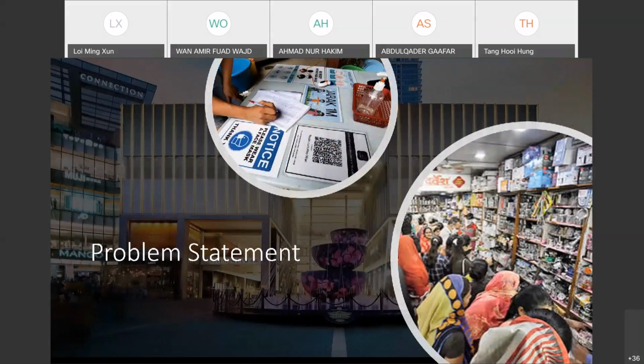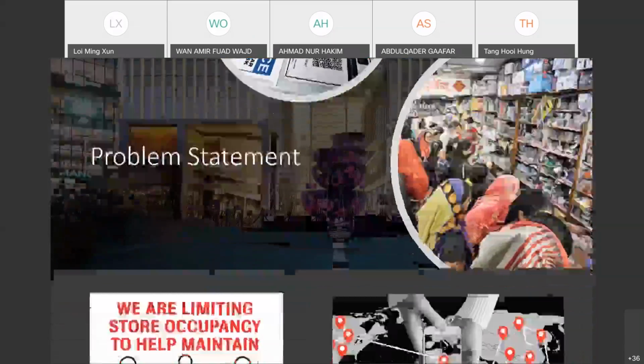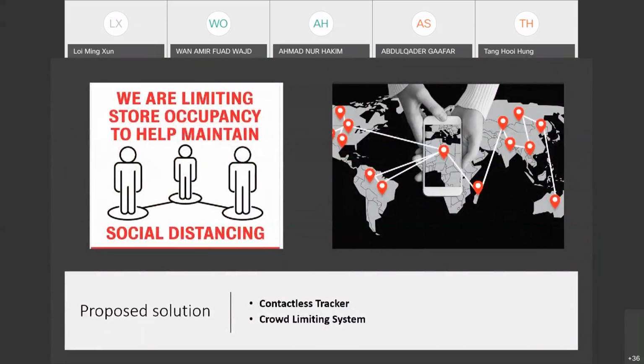Besides that, from the point of shopping mall, they are hard to limit the number of people in the mall. Thus, the space might not be enough to maintain social distancing. In order to solve this problem, our proposed solution is using our contactless tracker and crowd limiting system.